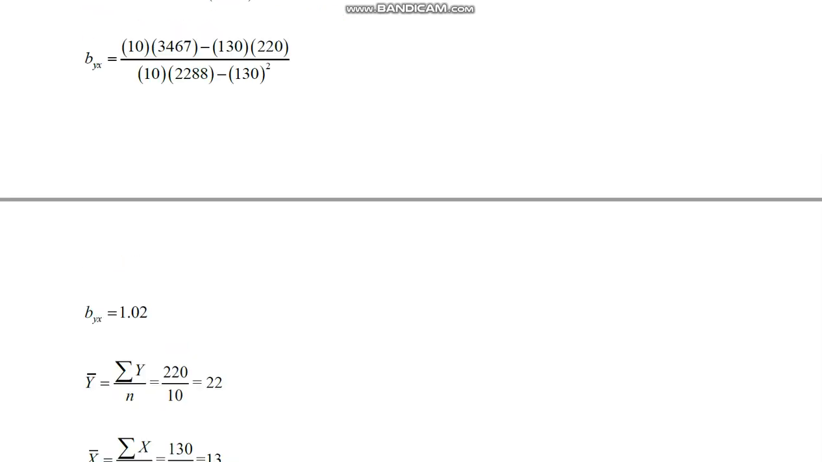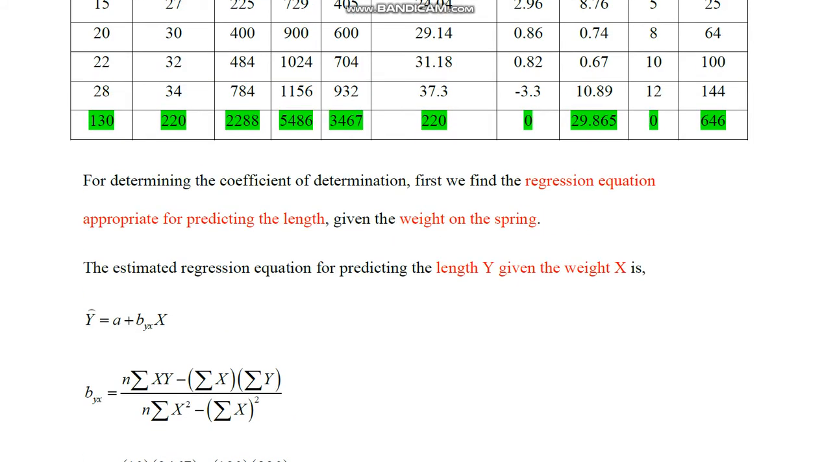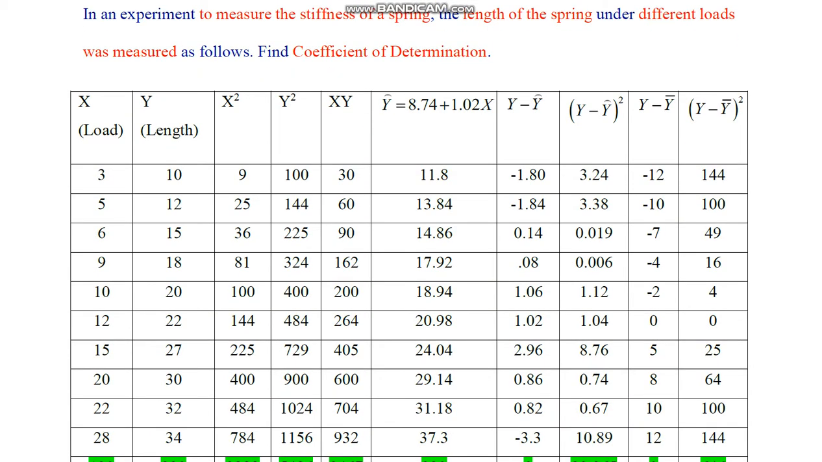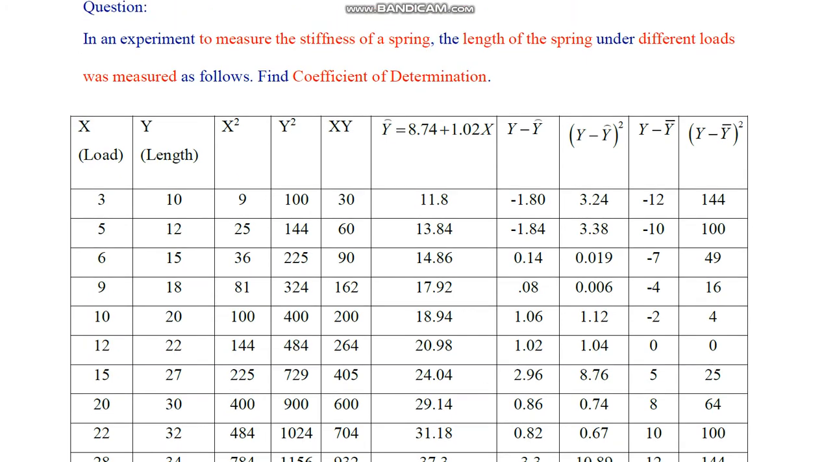For this, we first find the regression equation for predicting the length, that is y, for a given weight on the spring. Here in our question our dependent variable is y, the length of the spring, and x is the load on the spring. So these are the two variables.